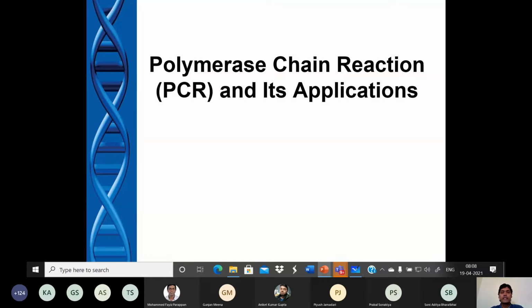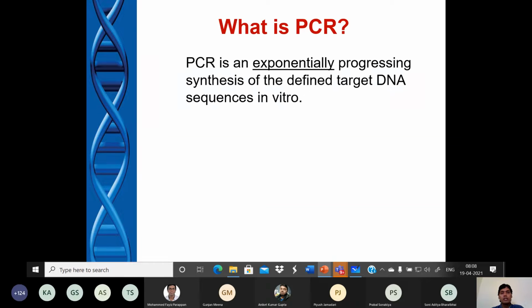So, polymerase chain reaction and its application. First, let me define what is polymerase chain reaction. Polymerase chain reaction is, I would say, the same thing like replication. The only difference is that you are actually replicating your DNA inside one tube. That is happening outside the cell. So that is polymerase chain reaction.